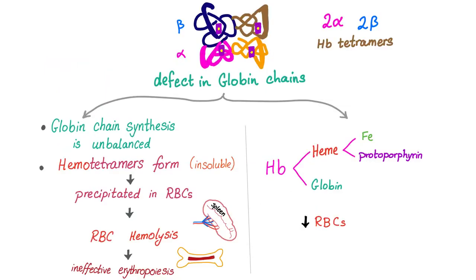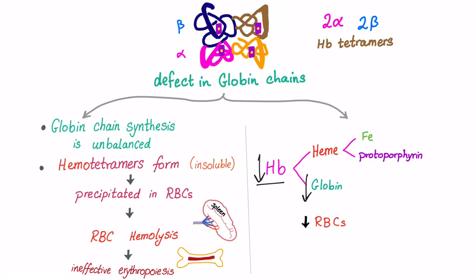Okay, so as you know, hemoglobin has 2 alpha subunits and 2 beta subunits. They are called tetramers. Thalassemia, by definition, is a defect in globin chain synthesis. So, this will lead to 2 things. Here, you have the globin. So, decreased globin synthesis will lead to decreased hemoglobin, i.e., anemia.